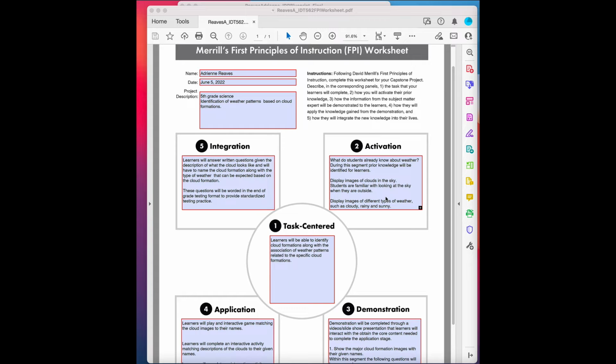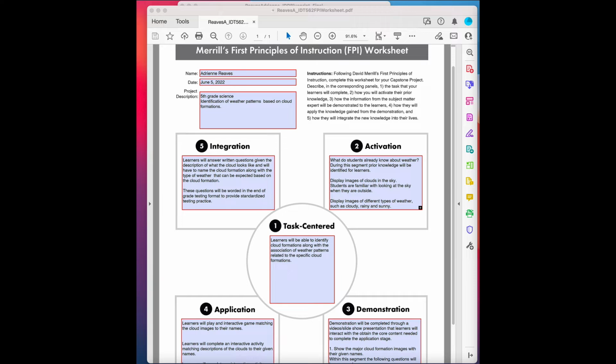The subject matter experts were key in determining cloud types and linking them with the weather patterns they exhibit. Mr. Ofo and Mr. Rousmanier were both able to provide images to help make learning more visual and concrete for students.